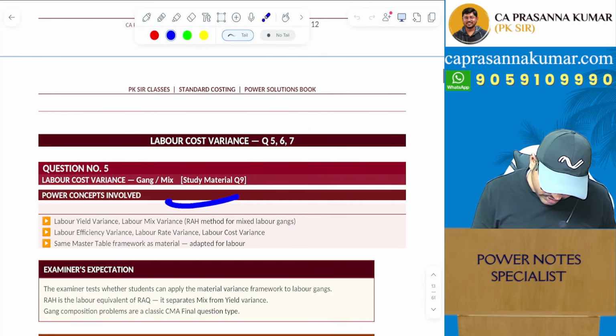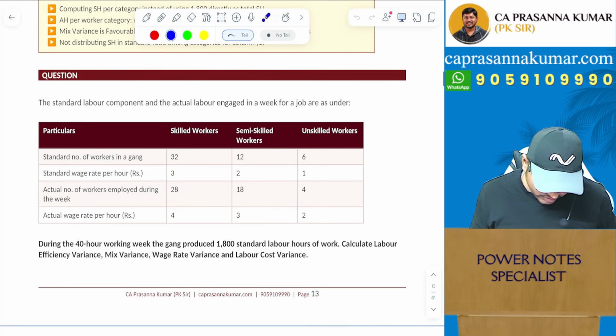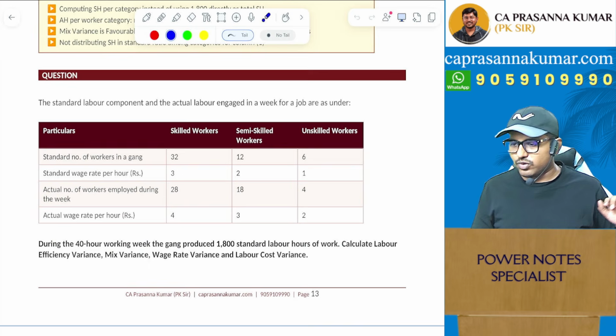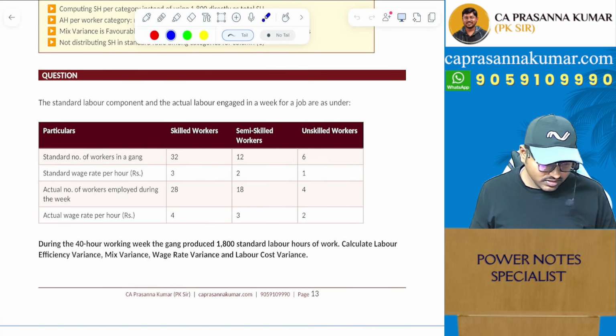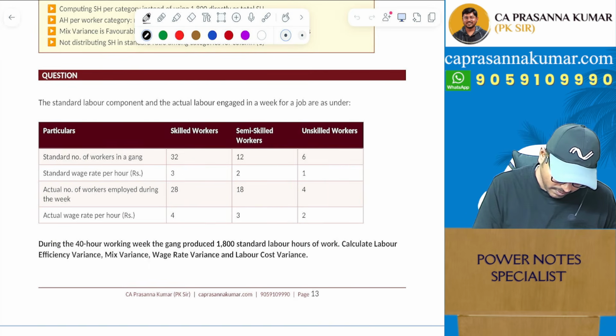This is a standard mix question. Let's take this because you have multiple labor as well. A good question for it. So, guys, are you ready? Chalo, now see.